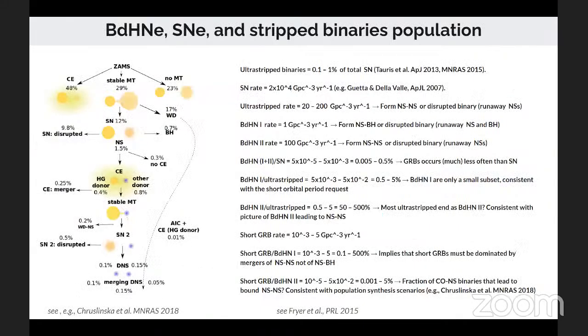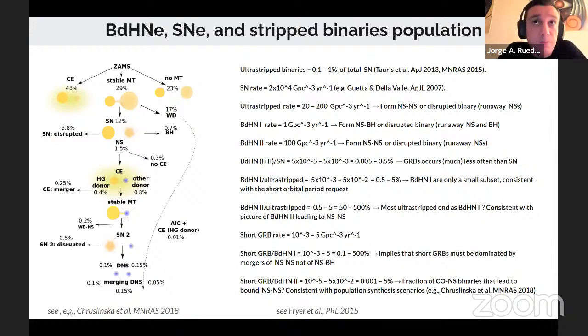Okay, so we want to treat here the problem of binary evolution. Which are the populations where these CO carbon-oxygen neutron star binaries come from? So let's compare with the population of ultra-stripped binaries. These ultra-stripped binaries, progenitors of type Ic supernovae, are thought to be between 0.1 and 1% of the total supernova events. The supernova rate, which you remember from Massimo Della Valle's talk yesterday, is about 2 times 10^4 per gigaparsec cubed per year. It means that the ultra-stripped rate would be between 20 and 200 per gigaparsec cubed per year.